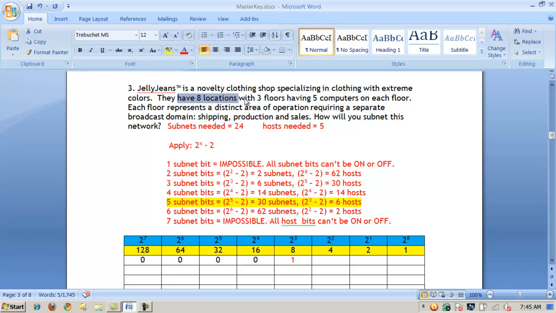So they have 8 locations, they have 3 floors. There's 5 computers on each floor. Each floor needs to be a separate broadcast domain. So we would need to multiply 3 times 8. This is telling us that we need to subnet it by floor, so at least 24 subnets. And we have to accommodate not only that, but at least 5 computers per subnet. Hence our facts or figures here.